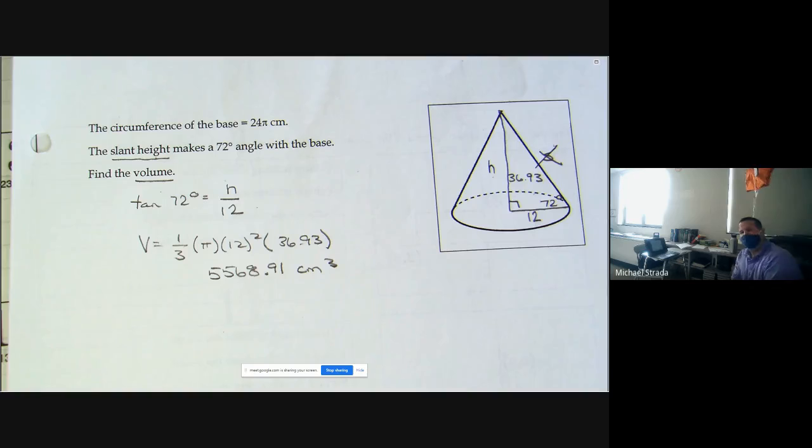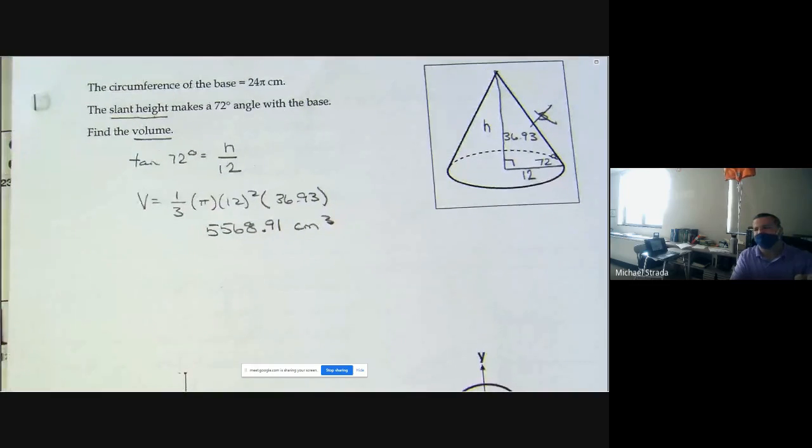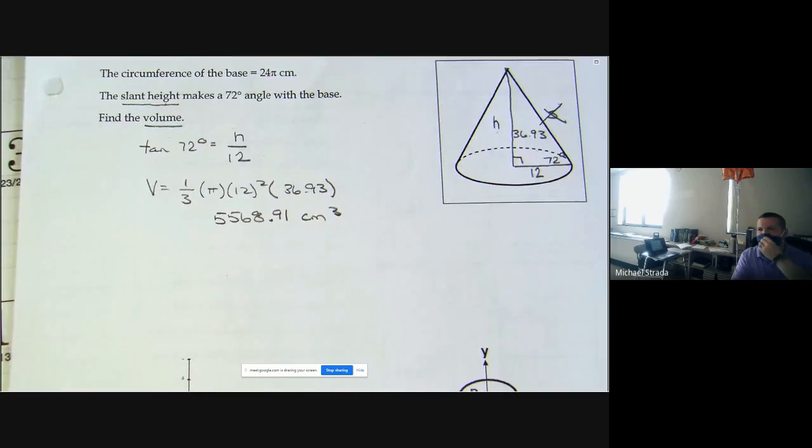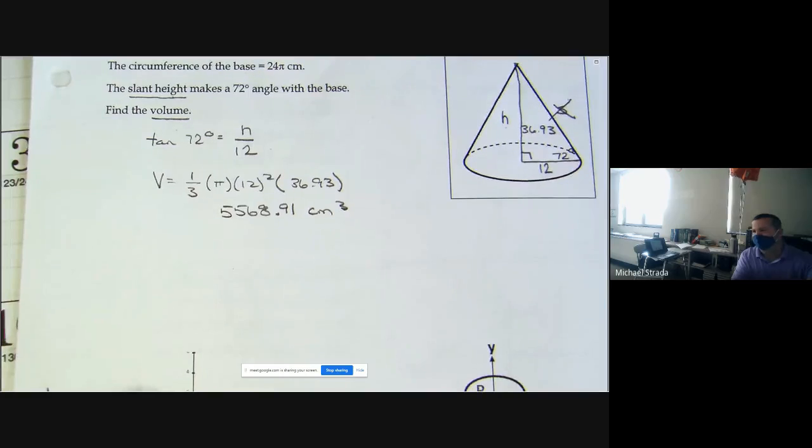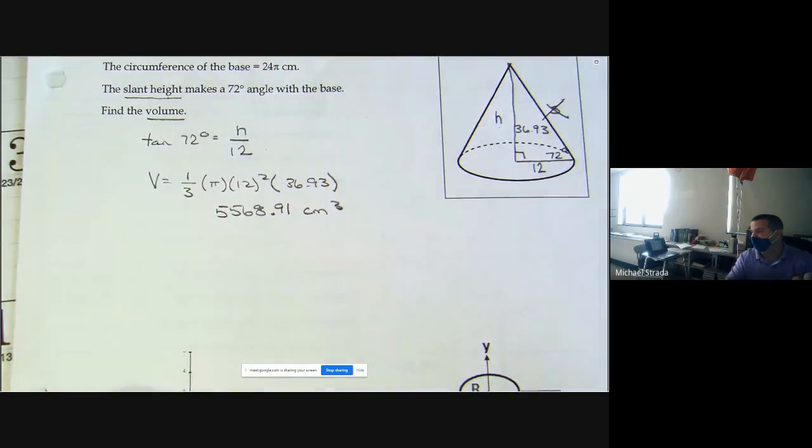Yes, sir. I think, for some reason, that we forgot to divide by 3. Twelve squared times pi. I'm still getting the same answer. Don't do it to yourself. Yes, ma'am. Figure it out. I thought we were rounding it. I thought we were exact.